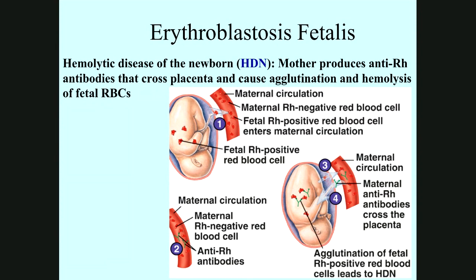Those maternal anti-rhesus antibodies cross the placenta. And the agglutination of the fetal rhesus positive red blood cells leads to this harmful disease, HDN, hemolytic disease of the newborn, where the mother produces anti-rhesus antibodies that cross the placenta and cause agglutination and hemolysis of the fetal red blood cells.